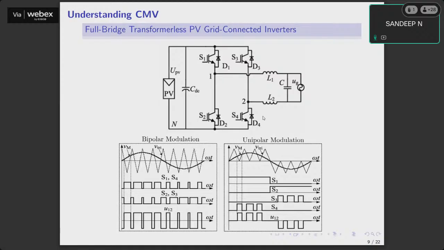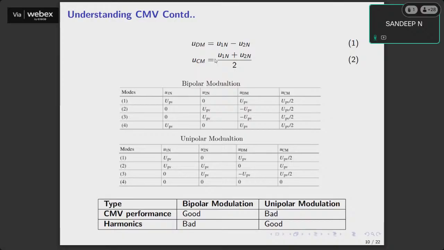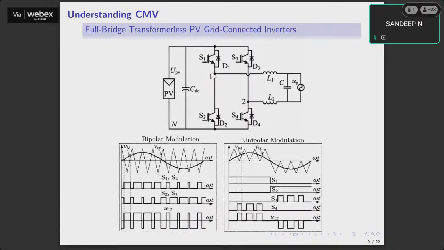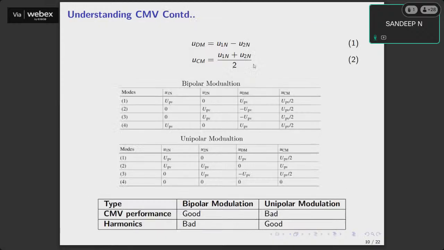We always express voltage with reference to something. It is not absolute. If I say 100 volts, that means there is some reference point with which I am measuring 100. So U1n minus U2n is your differential mode voltage. Now, what is common mode voltage? Same definition, U1n plus U2n, and since you have two terminals, divided by 2. This is your UCM.